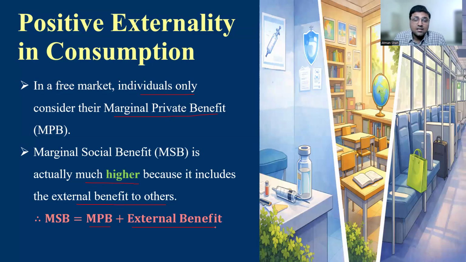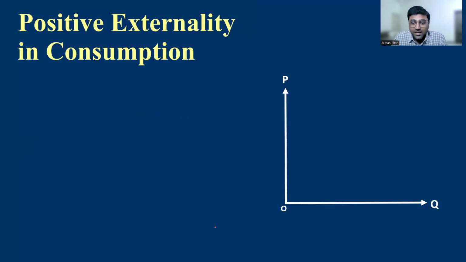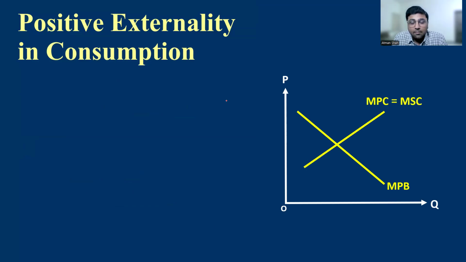So let's understand this with the help of the diagram. We have quantity on the x-axis, price on the y-axis. Marginal private benefit is our downward sloping curve. That is nothing but the demand curve. MPC is equal to MSC, that is marginal private cost and marginal social cost. So there is no externality in production, and therefore both are the same. The marginal private cost and marginal social cost are the same. So E is our equilibrium point, OP is the equilibrium price, and OA is the equilibrium quantity.